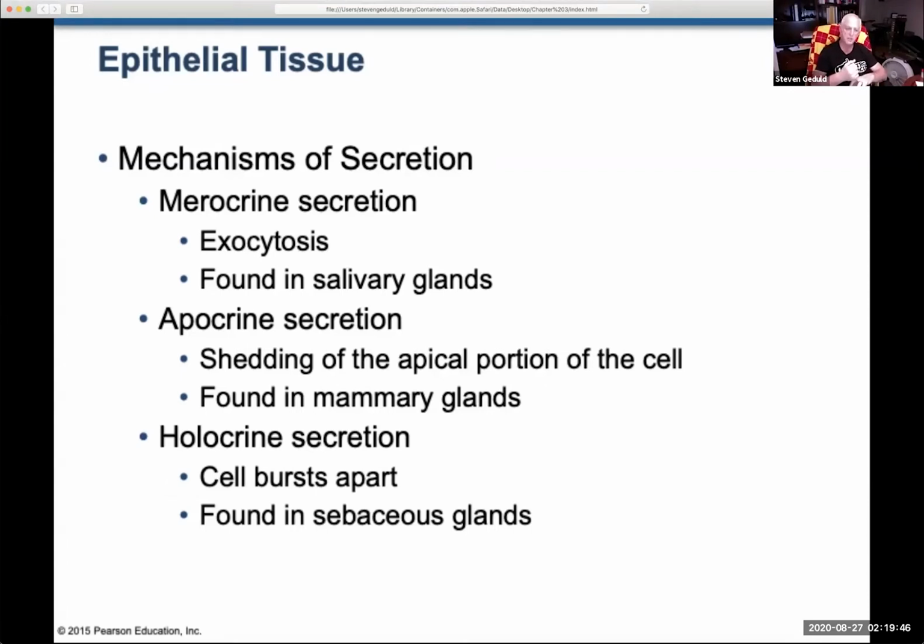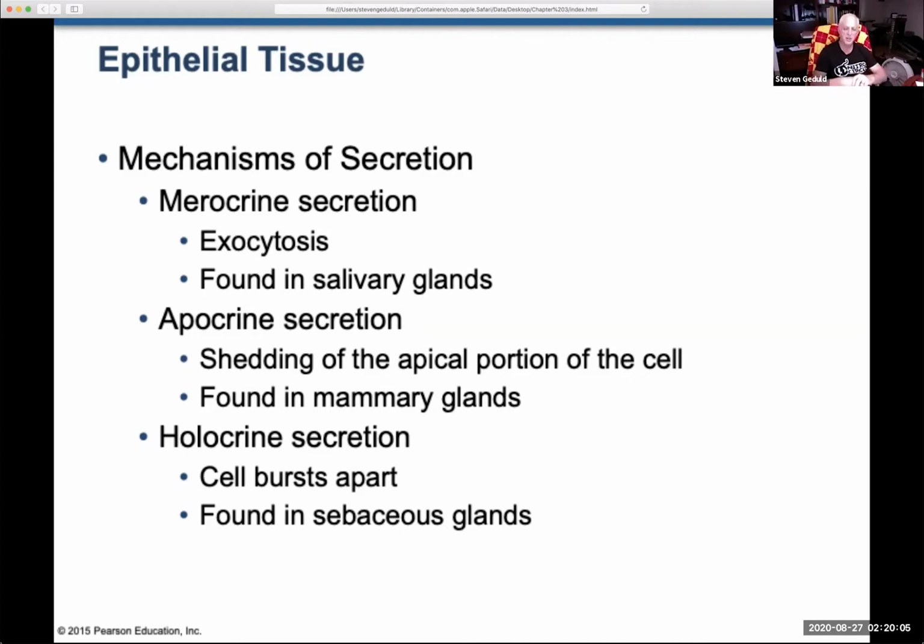Apocrine secretion. The apocrine portion or the apical portion of the cell blows apart. So basically the apical third of the cell shreds apart and it releases all the vesicles that are in there. Okay, those are your mammary glands. That's how milk is released into the tubules for infants.